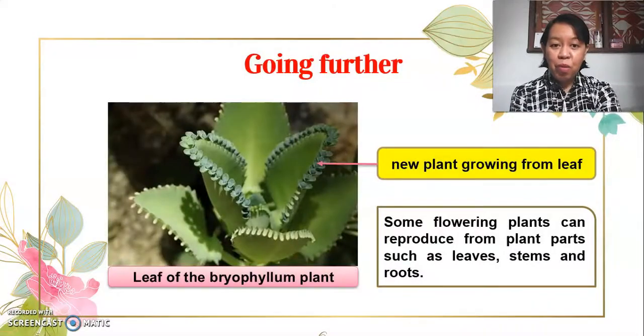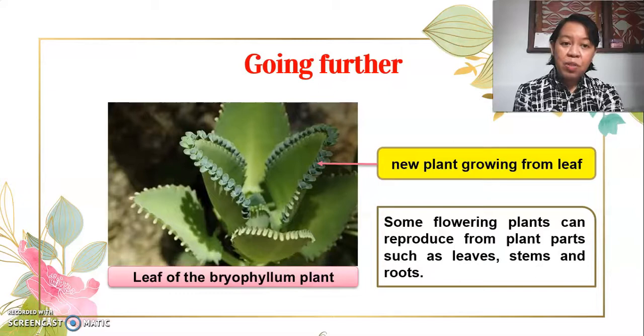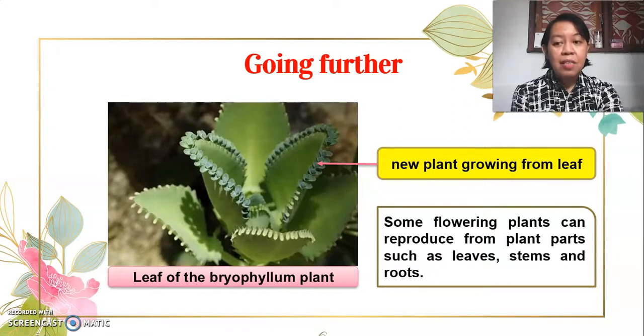So in going further, some flowering plants can reproduce from plant parts such as leaves, stems, and roots. So let's try to study the leaf of the bryophyllum plant. New plant growing from leaf. Look at it, children. This one is quite unique, right? New plants are growing from its leaf.